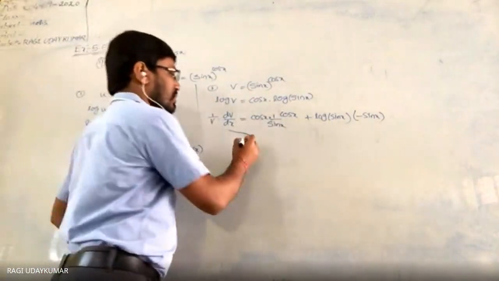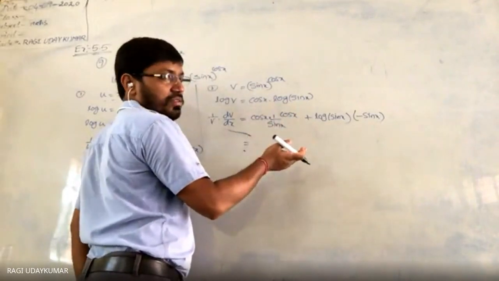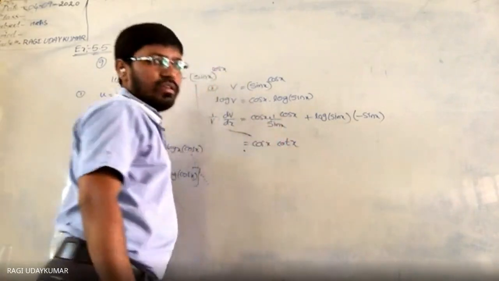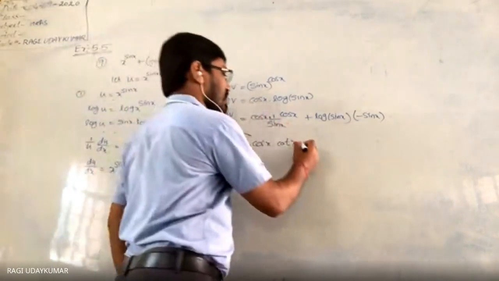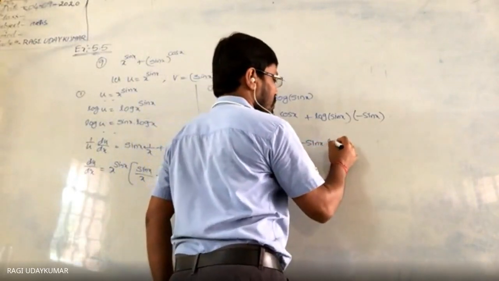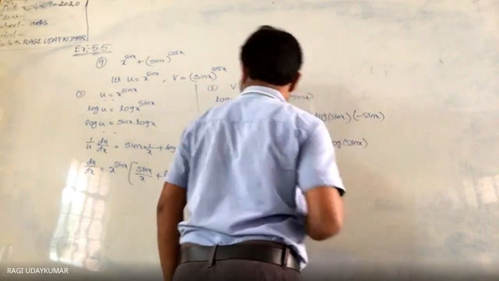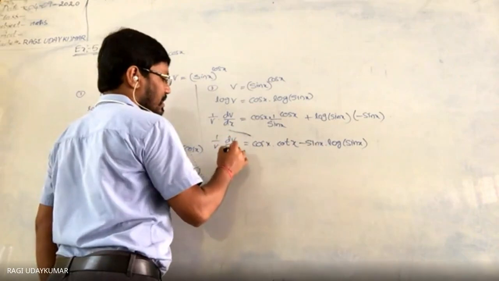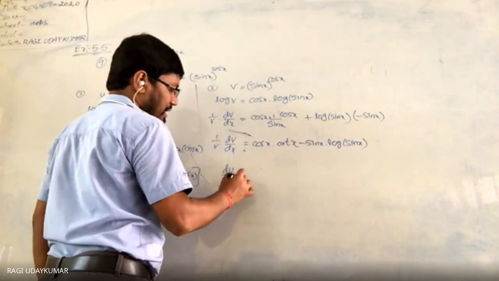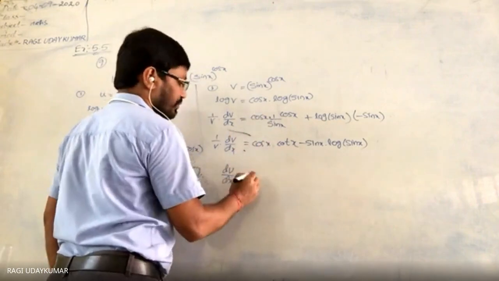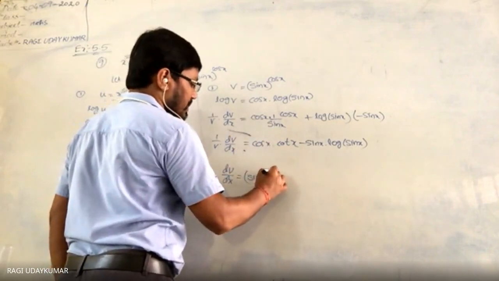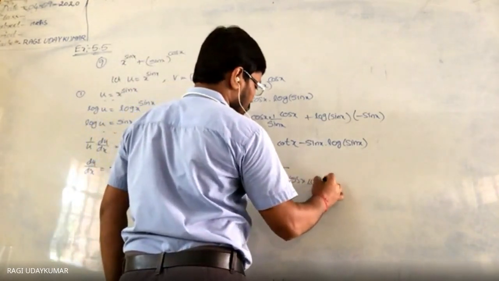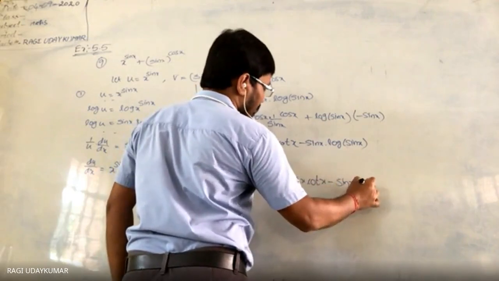So simplify it. You can write cos x into cot x, that is cos x into cos x by sin x, or you can simplify in another way also, minus sin x into log of sin x. So this is 1 by v into dv by dx. So dv by dx equals v, which is sin x whole to the power of cos x, into cos x cot x minus sin x into log of sin x.